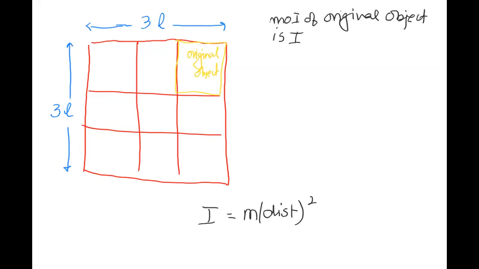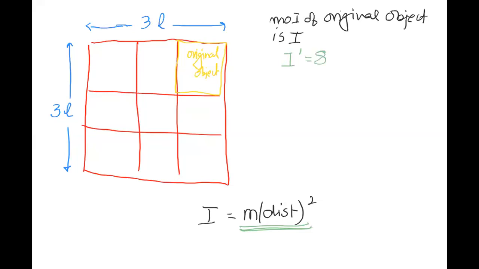Yes, exactly. So what is the moment of inertia of this new object? Well, I know that moment of inertia is mass into distance square. So by what factor has the mass of this object increased? It has increased by a factor of 8.